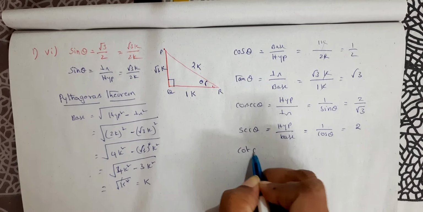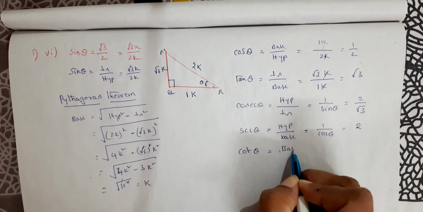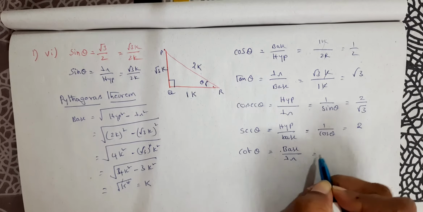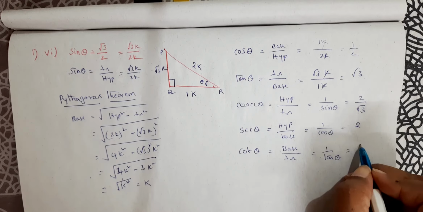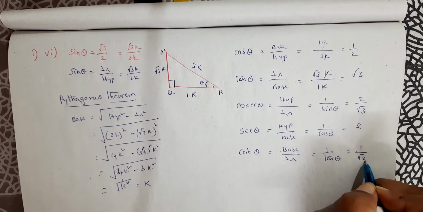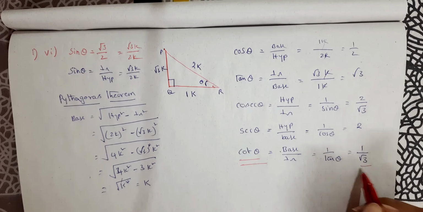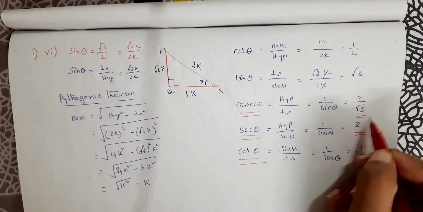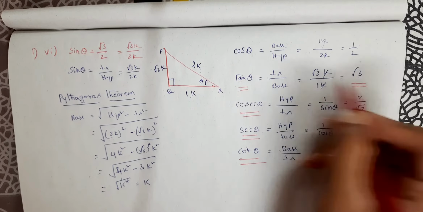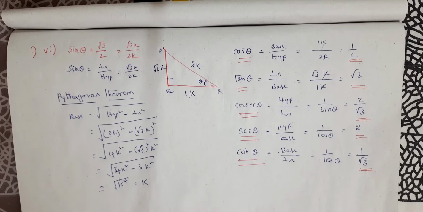The last one here is cot theta, which is equal to base by perpendicular, which is 1 by tan theta. So tan is root 3, reciprocal is 1 by root 3. So we determined all the trigonometric ratios for the given sine value. Using the given sine value, you determined the trigonometric ratios. Now copy down this one.